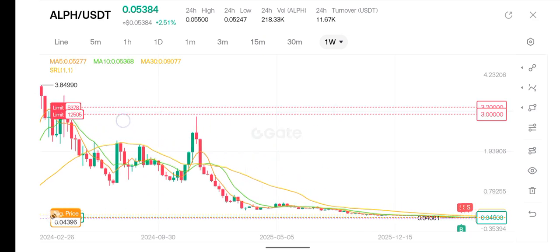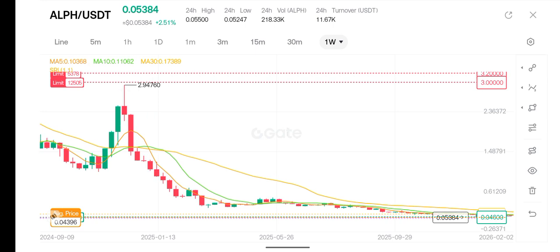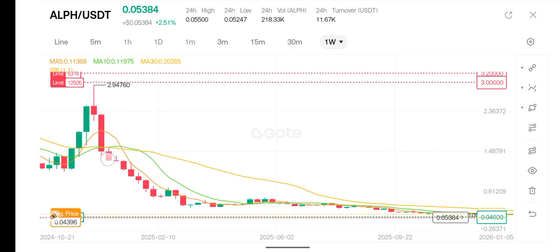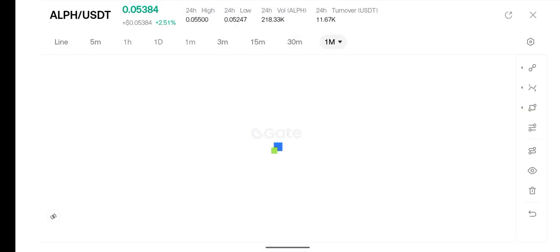So in the weekly chart, we can see each candle represents a week. We had a shooting star here at 2.94, and from there we had a bearish signal candle, and then from there price slumped to where we are currently today. Okay, so let's head to the monthly chart, then we'll call it a day.